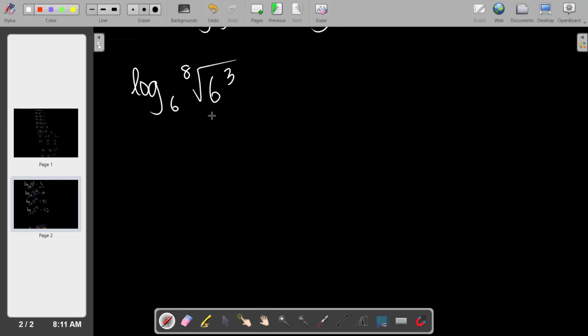So then, and you don't have to keep rewriting it like I'm about to do, but it helps early on for you to see that what this is now is log base 6 of 6 to the power of 3/8. What then is the answer? Obviously, it's 3/8. We put ourselves in an advantageous situation.